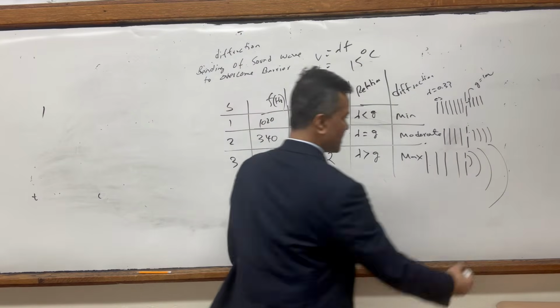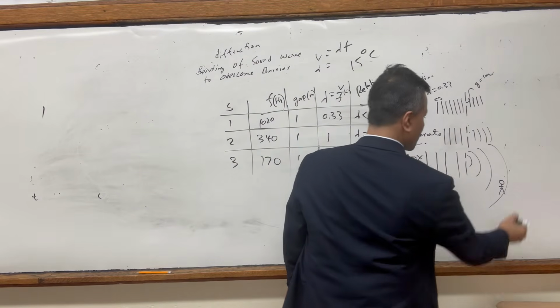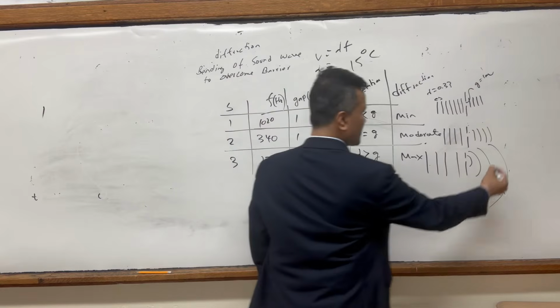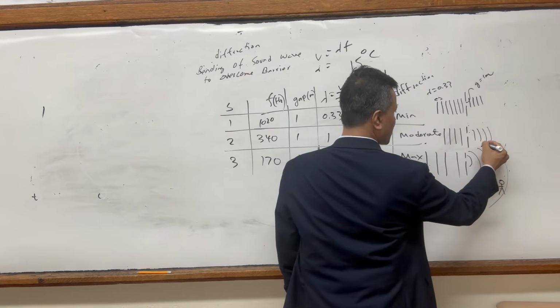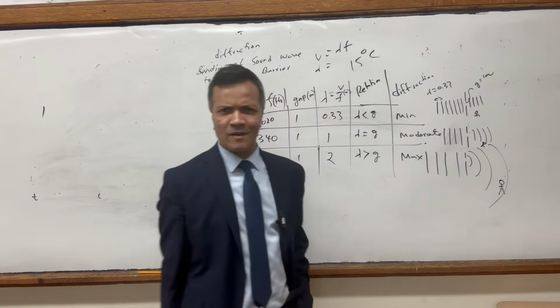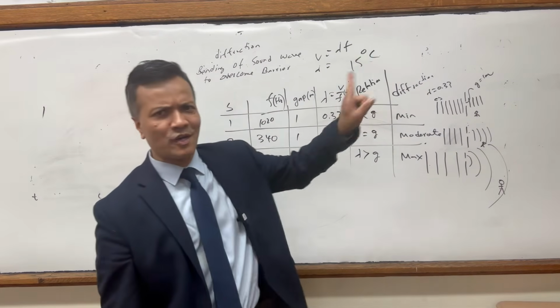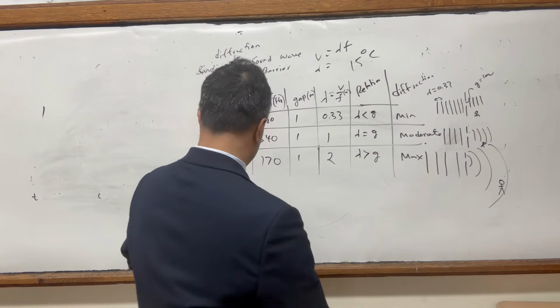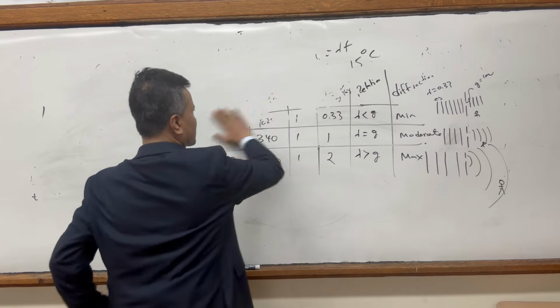So if someone is here, they will be able to hear it. If someone is here, they will not be able to hear it. If someone is here, they will miss it, because the sound wave will not bend. Okay, so that's diffraction. Now let's go over the Doppler effect.